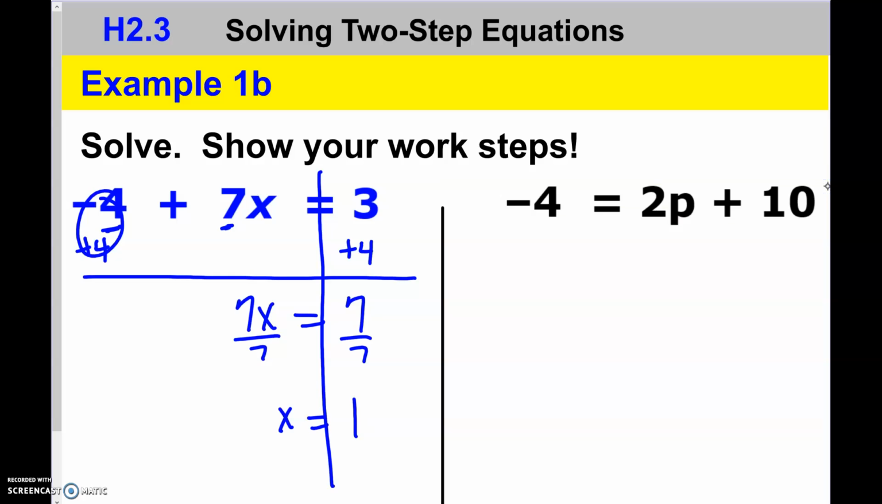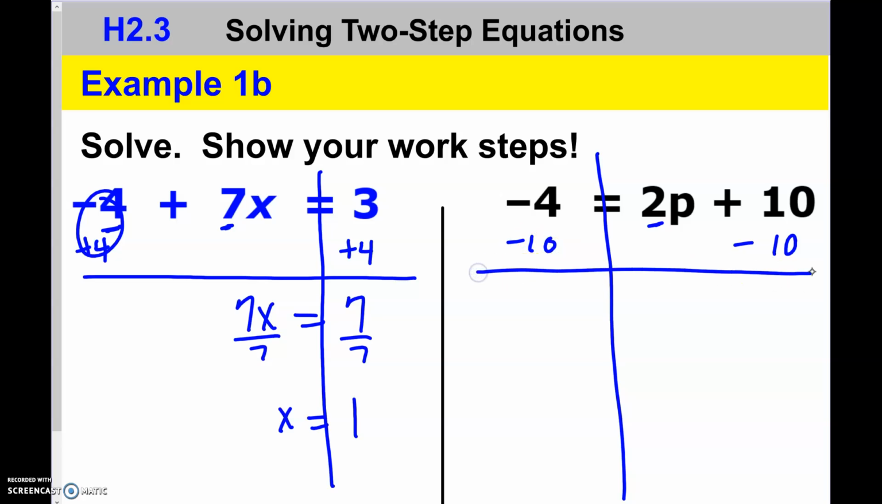All right, here they put the p on the other side, it looks like, but we still have two numbers by p. We have the 2 and the 10. And what number are we going to get rid of first? Do we have to move that 2 or the 10? We are going to subtract 10 from both sides. And remember to use your calculator so you get this math right. -4 minus 10 is a -14. And these cancel out, so we're left with just 2p.